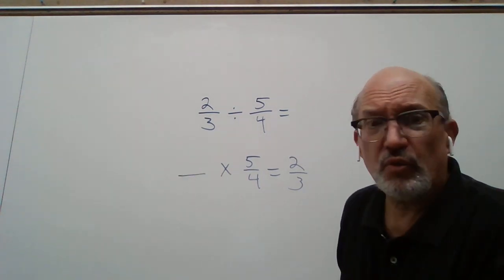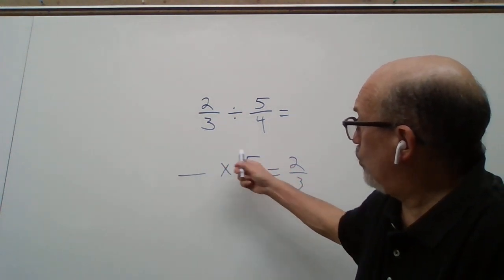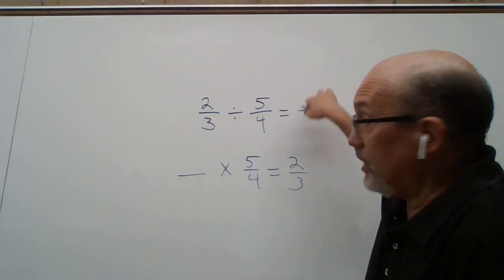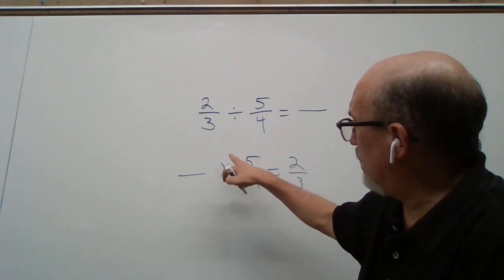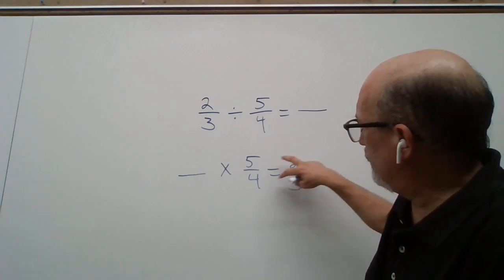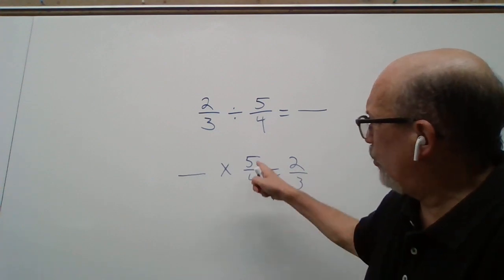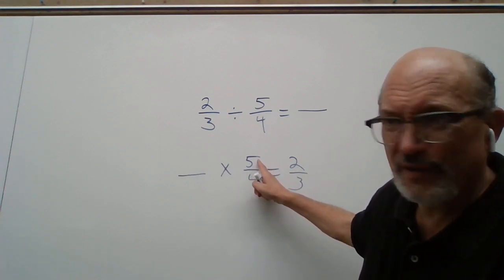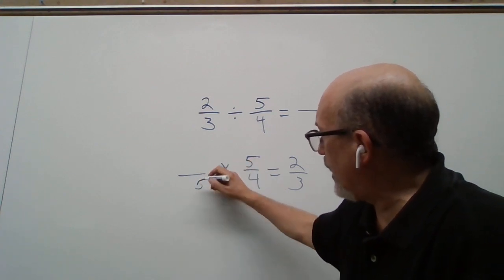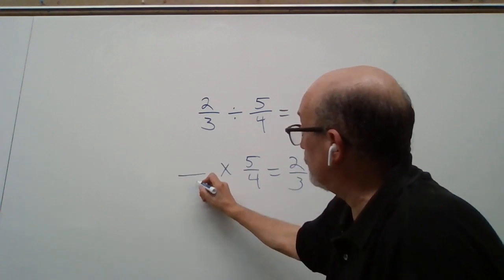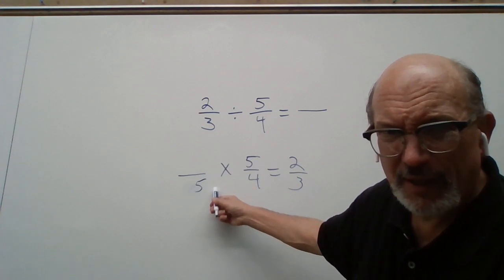And this is where the great truth of equal fractions comes in. The quotient up here must be able to multiply by 5/4 to get 2/3. Well, the 5/4 has a 5 on the top and a 4 on the bottom. The 2/3 doesn't have those numbers. We want to get rid of that 5. So to get rid of the 5 here, when we're multiplying, we need to have a 5 in the denominator because of the great truth of equal fractions.